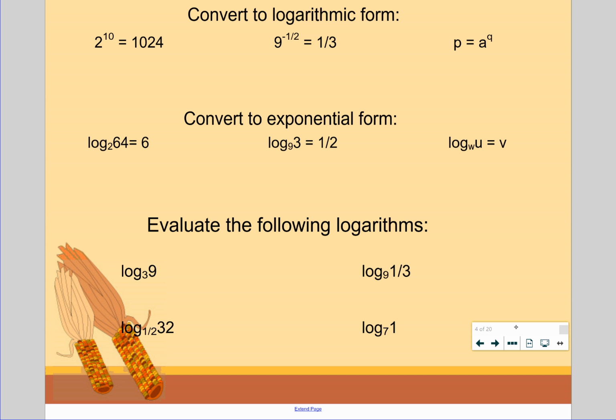Two to the 10th power equals 1,024. I want to write that exponential statement in logarithmic form. All right, so when we write it in logarithmic form, the base of your exponent will be the base of your log. If you don't pay attention today, the next 2 weeks are going to be a struggle for you. Pay attention.